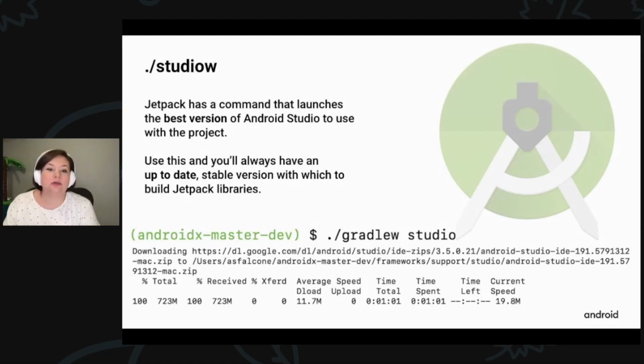And the command to use the specific version is gradlew studio. It will download Android Studio, which we know is a big download, for the very first time that you use it and keep it up to date, even if you already have Studio installed. But it means you're using an up-to-date and compatible version, which means a lot, especially when you're working on libraries that are using cutting-edge language features, things like Compose.